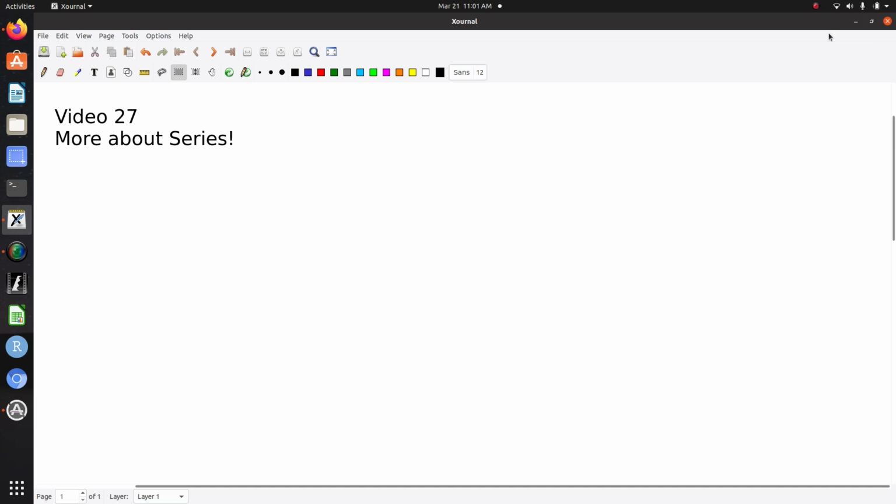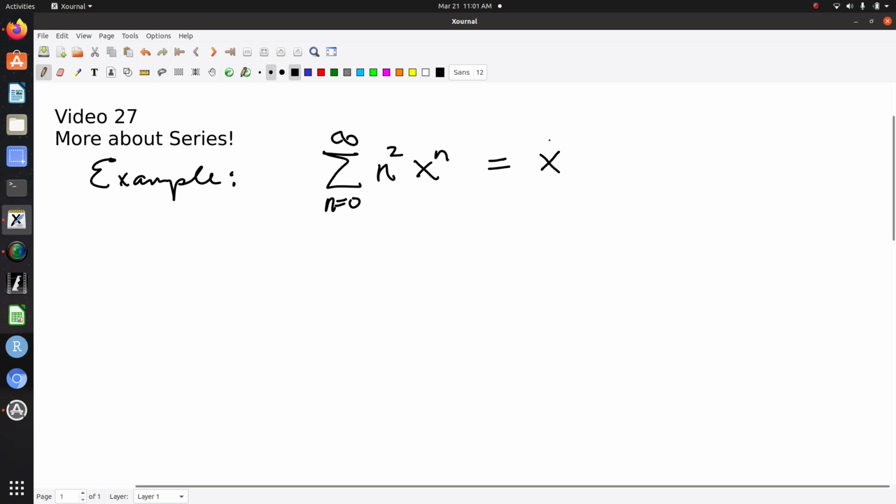Okay, I want to give you some examples of how these can work out so you can see a couple of the types of things that can happen. What if you have n squared x to the n and say, I don't know, n from 0 to infinity? It doesn't really matter where it starts. But what does this look like? This is really going to look like x plus 4x squared plus 9x cubed plus 16x to the 4, etc. That's what it's going to look like, right?